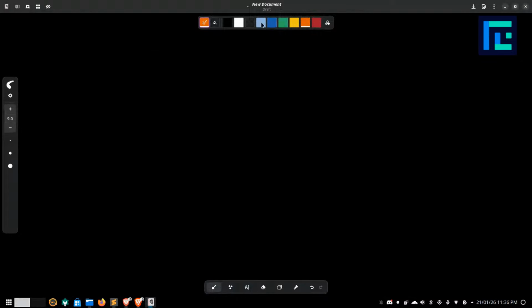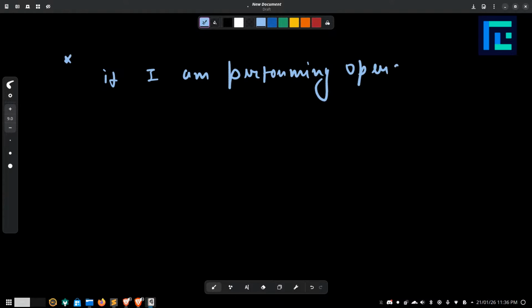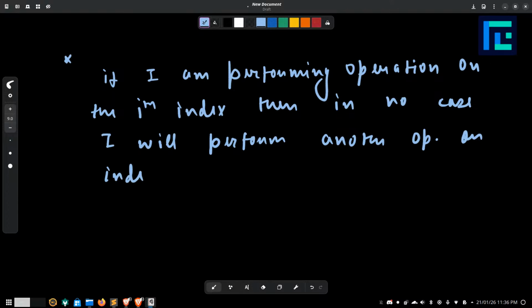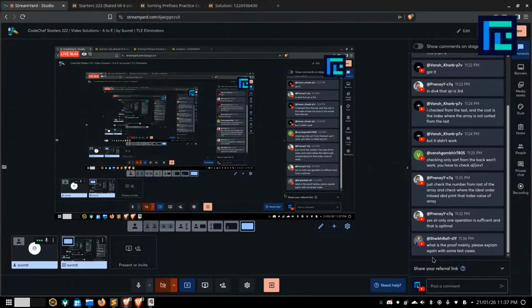Basically, the proof is that first of all, there is this observation. If I am performing an operation on the ith index, then in no case will I perform another operation on an index j less than i. Do you understand this observation, Sheikh Rafi?